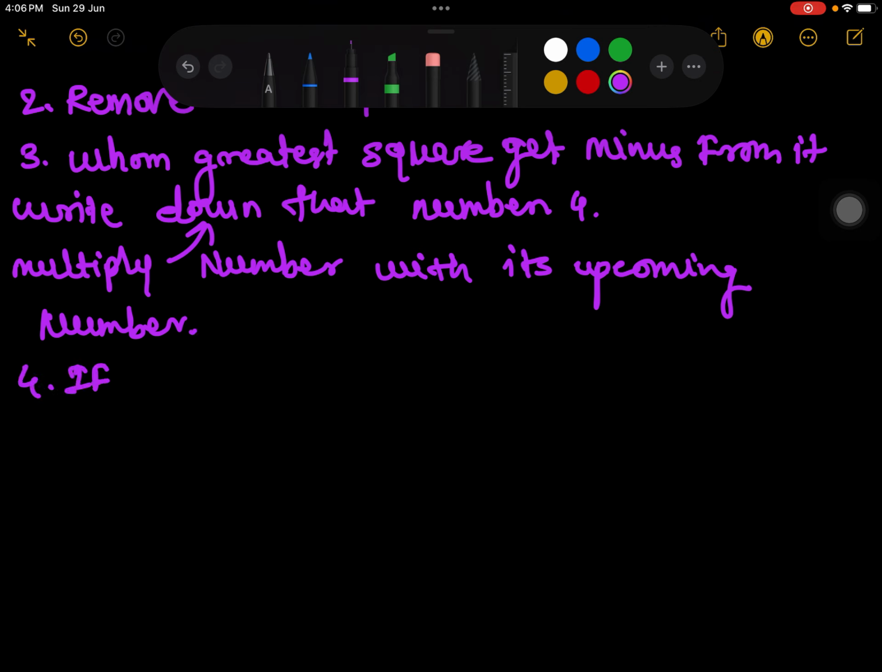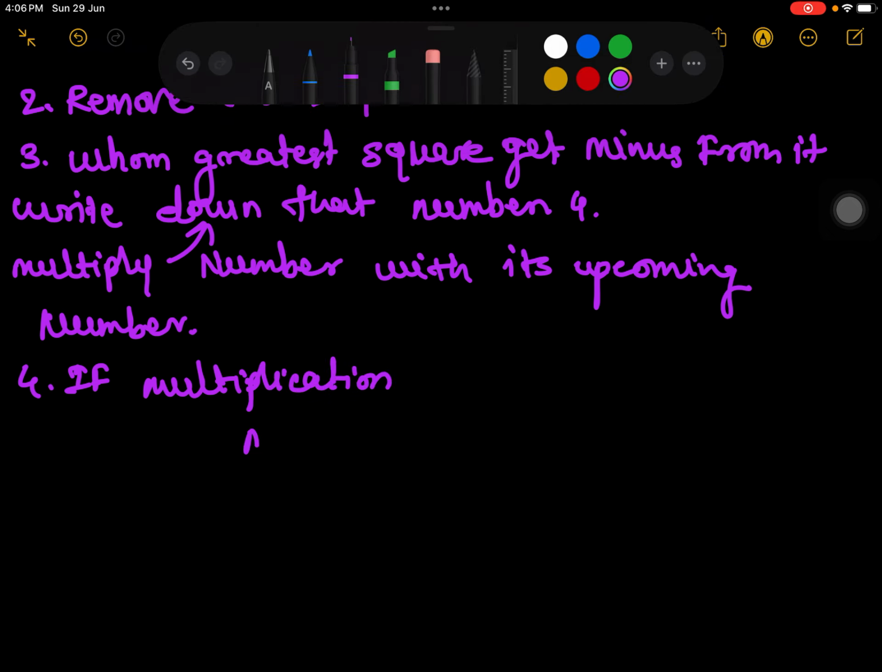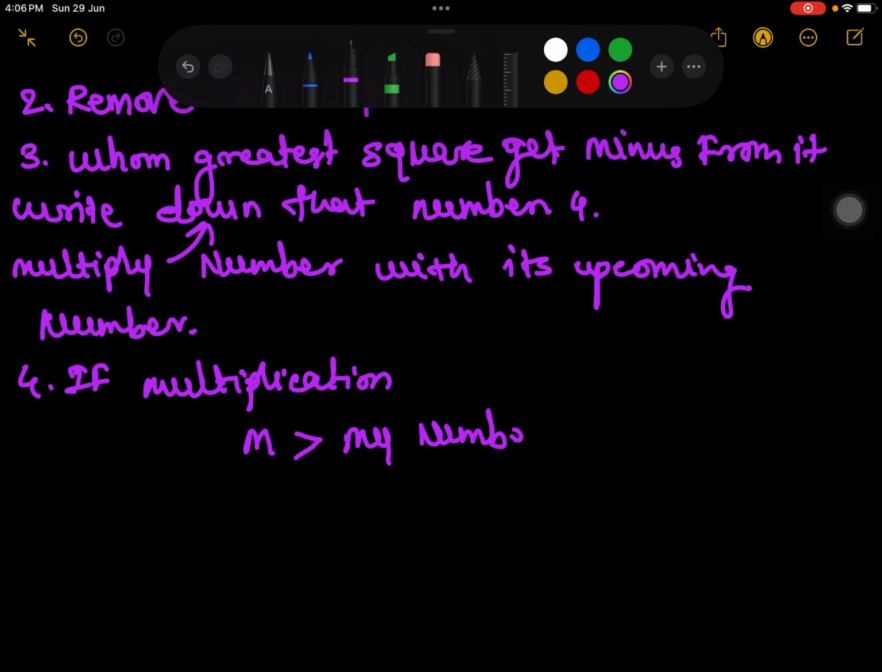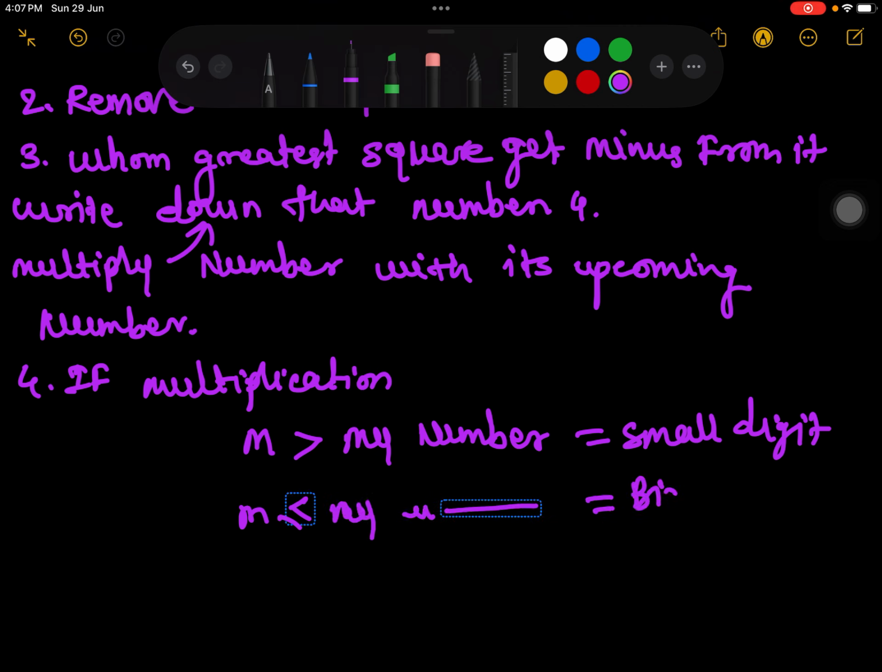Consider the multiplication as M. If M is greater than my number, then we take the small digit. And if the multiplication is smaller than my number, then take the big digit. That's how easy it is.